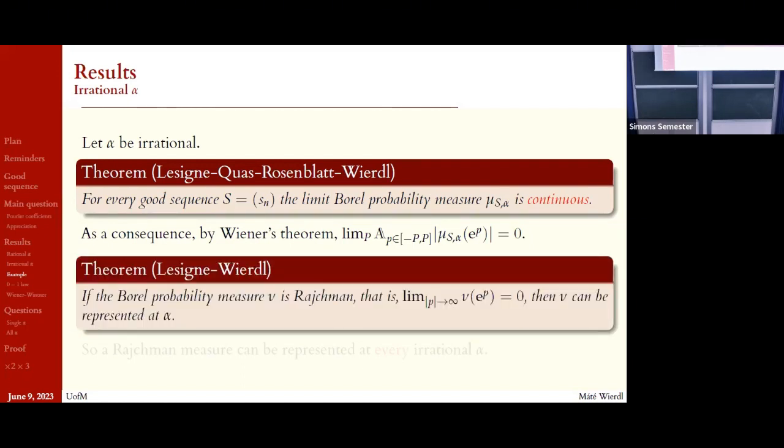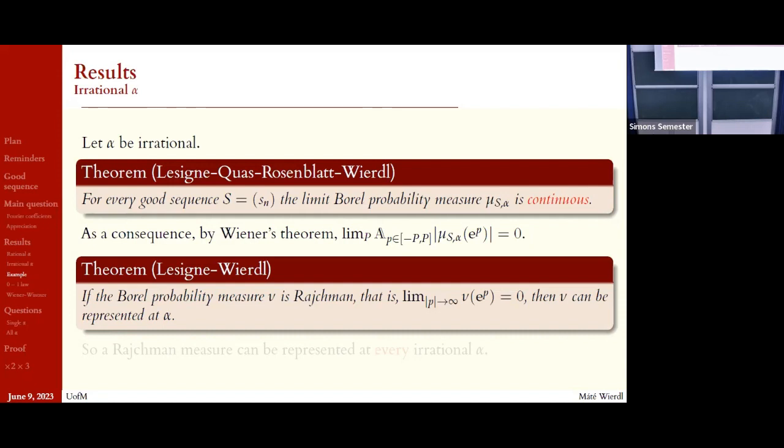So here we have this actually recent result with Emmanuel Lessing and myself. If the Borel probability measure mu is Rajchman, so Rajchman is the man you saw in the very beginning of the talk, and that means that the Fourier coefficients, not in average but stronger, go to 0, then mu can be represented at alpha. Okay, so that's the theorem.